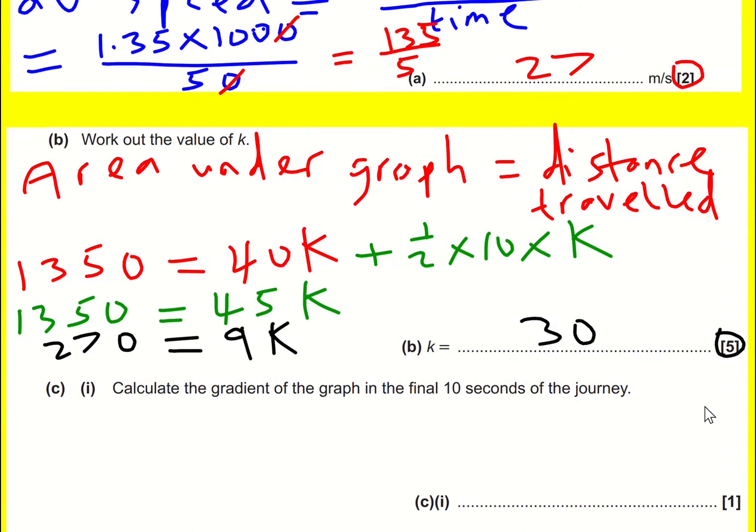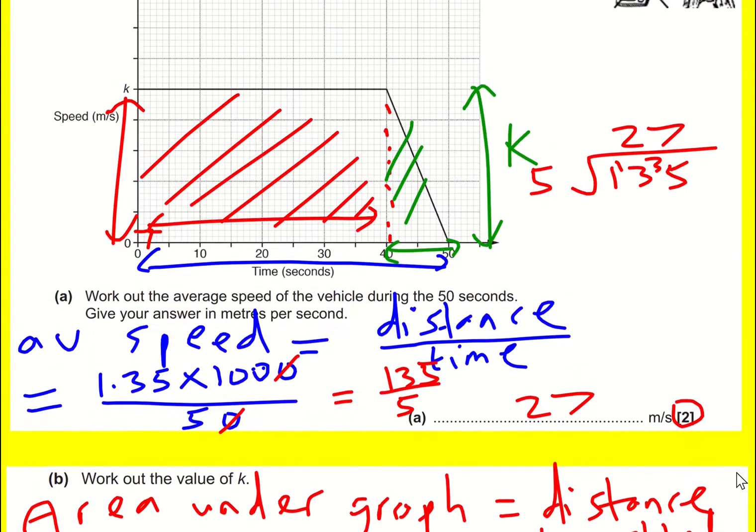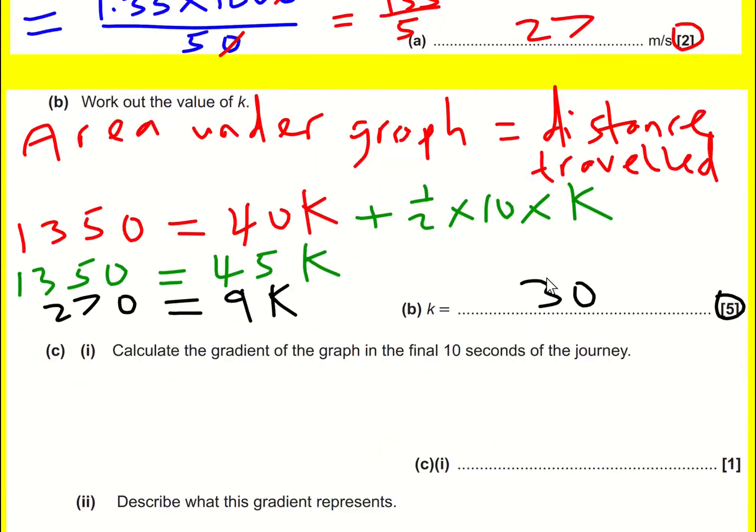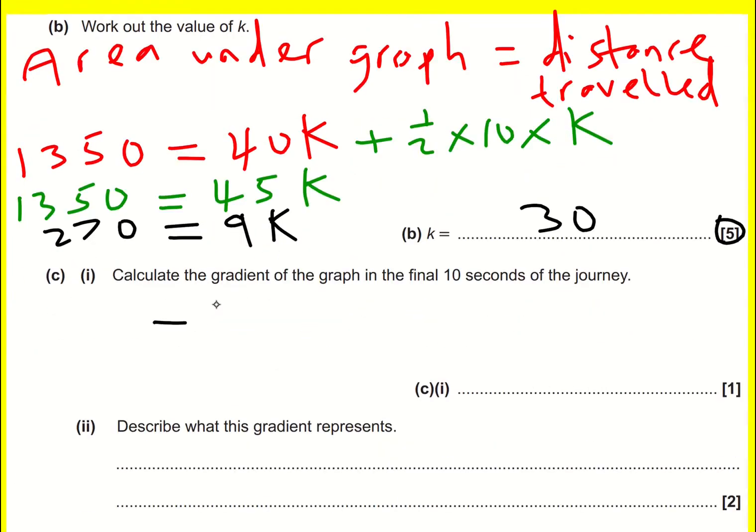Calculate the gradient of the graph in the final 10 seconds of the journey. So now I'm just focusing on this triangle. I've just worked out what k is. So the gradient is rise divided by run. And I'm going down by 30, so my rise is minus 30. And then my run is going to be 10. So my gradient is going to be minus 30 divided by 10. And that's going to be minus 3.